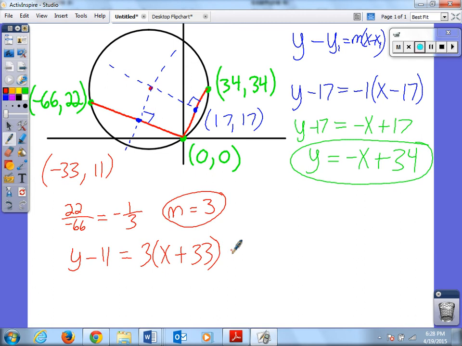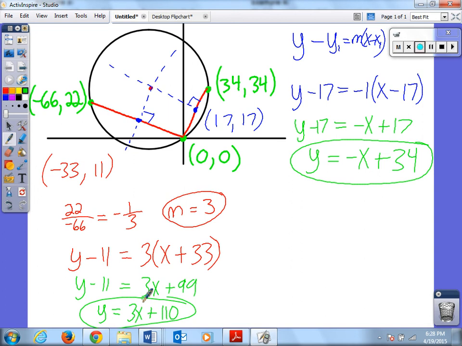Again, let's get it into slope-intercept form. So on the right side, I'm going to distribute and then add 11. So we get 3x plus 110, and that's how they get the second equation. Well, now we have a system of equations.